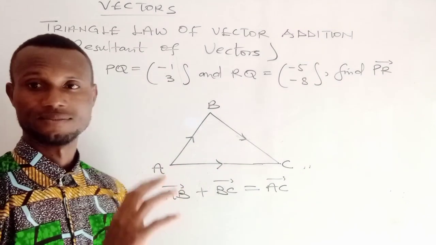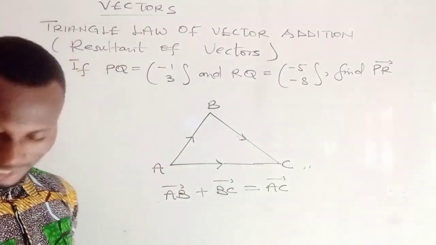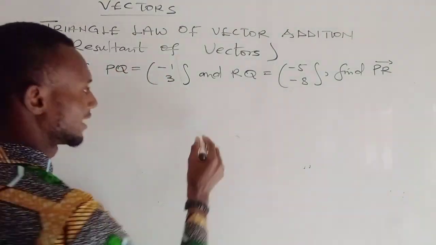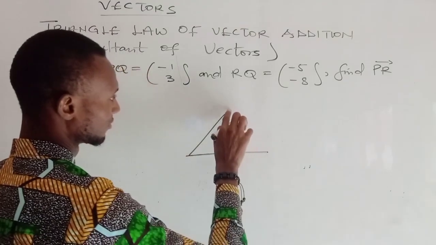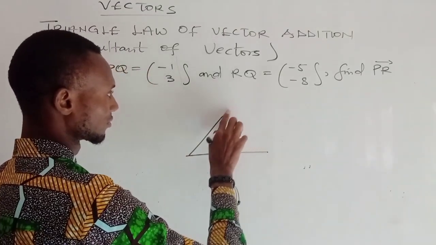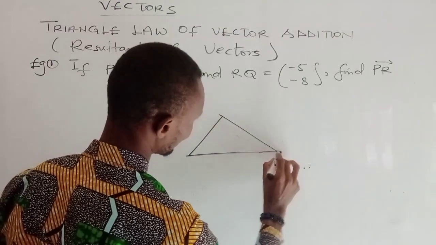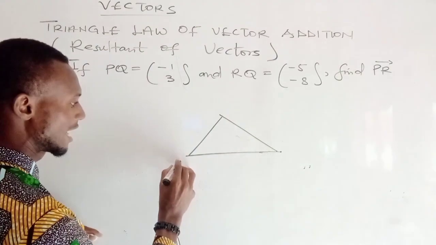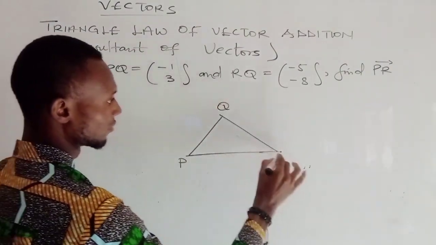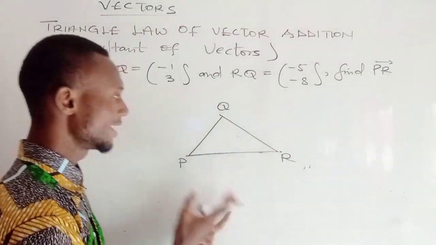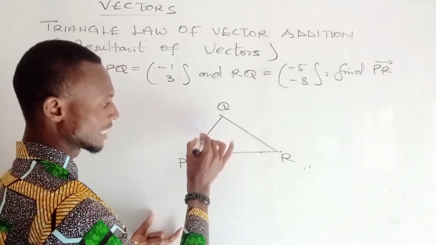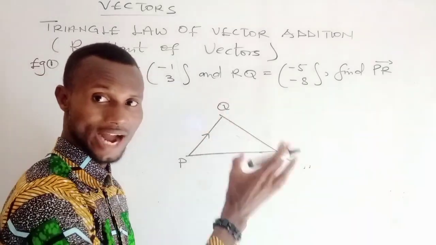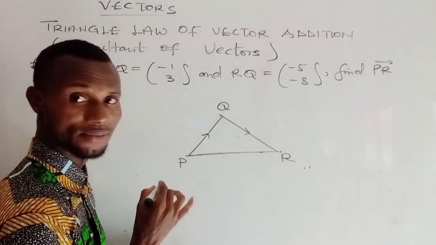I'm going to use another illustration. Just follow. Let me clean this one and do another illustration. Let's say I have another triangle. So this is my triangle. Let me label the sides of it. Let's say I have P, Q, and R. Let's say I have vector PQ, meaning that I'll move from P to Q. And also let's say I have vector QR, meaning that I'll move from Q to R.